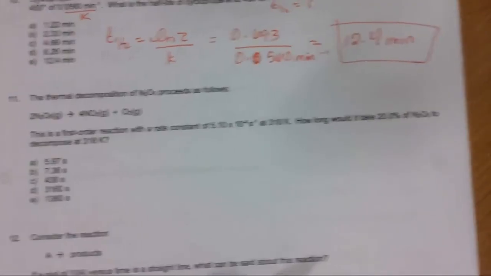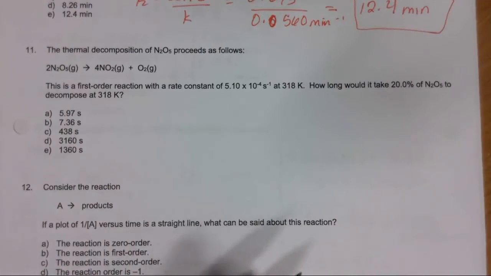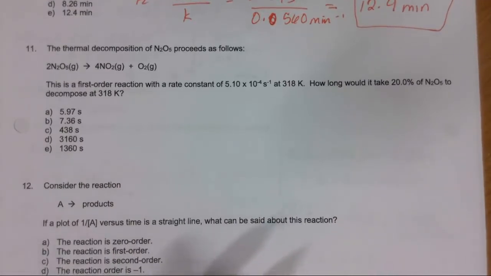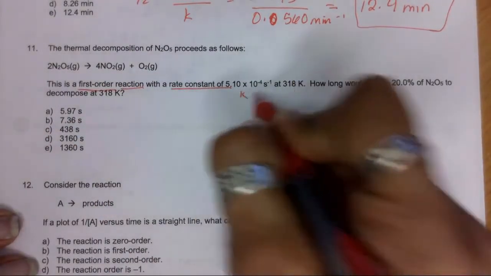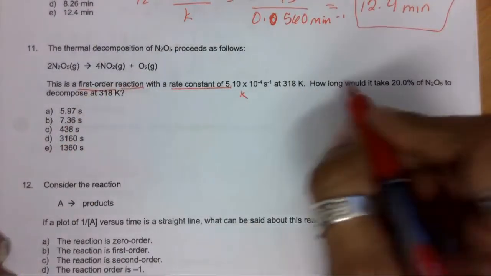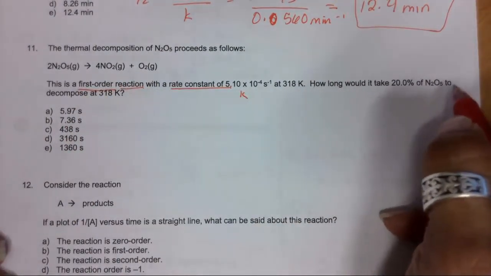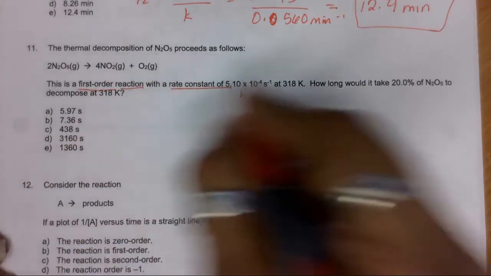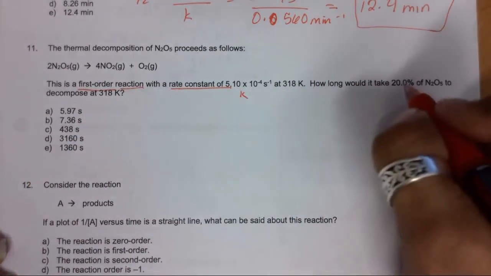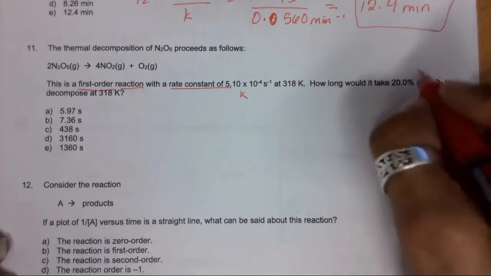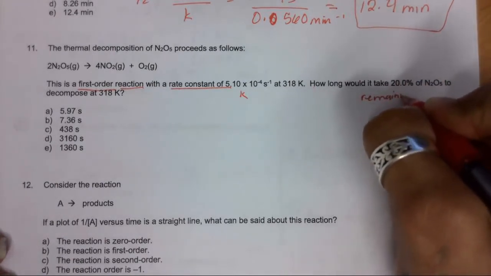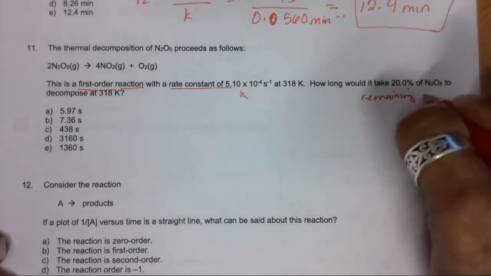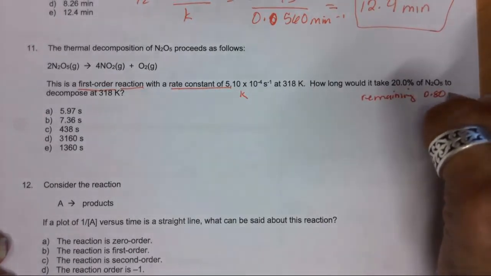All right, so the thermal decomposition of N2O5 proceeds as follows, and you're given a reaction. It says this is a first order reaction with a rate constant. You're given k, and you're told it's first order. How long would it take for 20% of this to decompose? If 20% are going to react, what does it leave me? The remaining is the first thing you should think about. Remaining is 0.80, right?